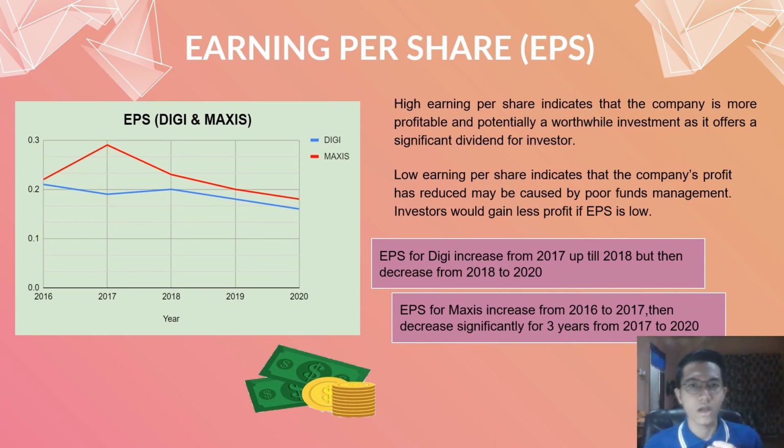And then the red line here shows the EPS for Macy's. EPS for Macy's increased from 2016 up to 2017 and then decreased significantly for 3 years, from 2017 to 2020. So a lower earnings per share indicates that the company's profit has reduced, maybe caused by poor fund management, so investors will get less profit if the EPS is low. As we know before, the higher the earnings per share of a company, the better its profitability.